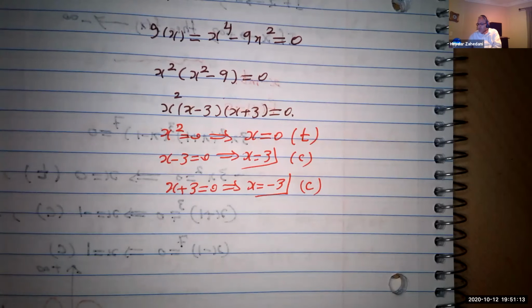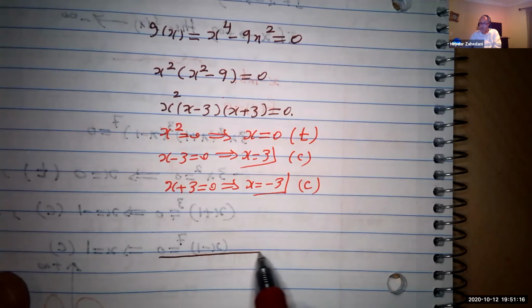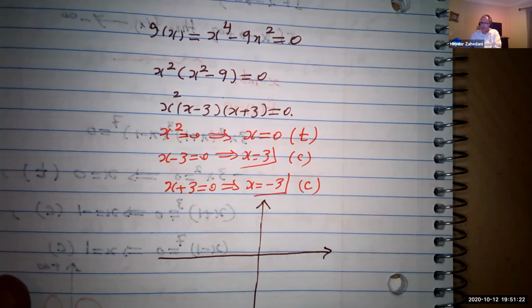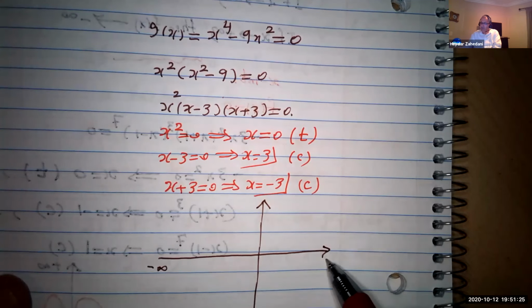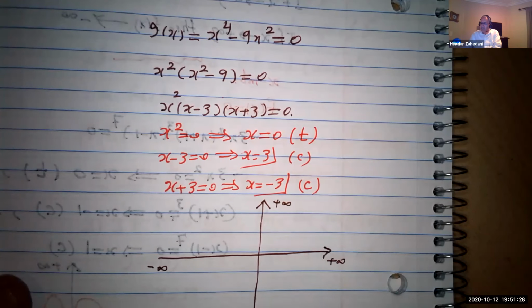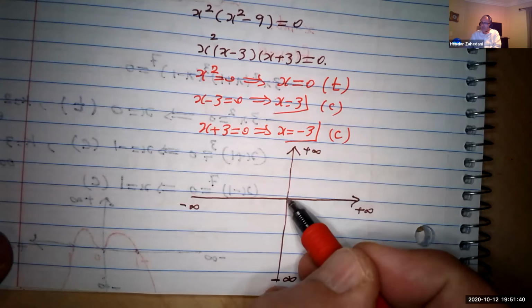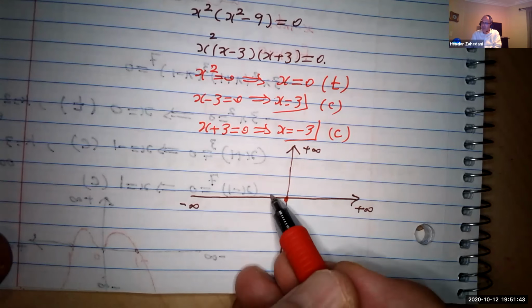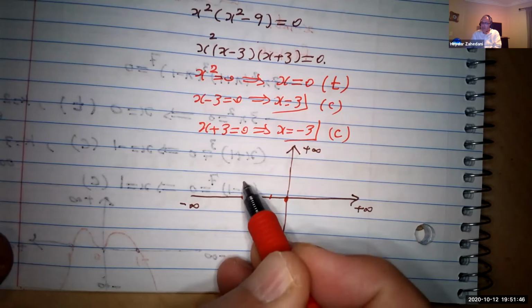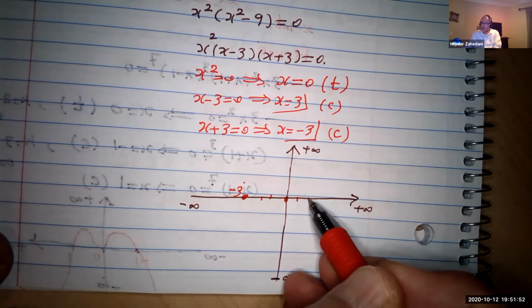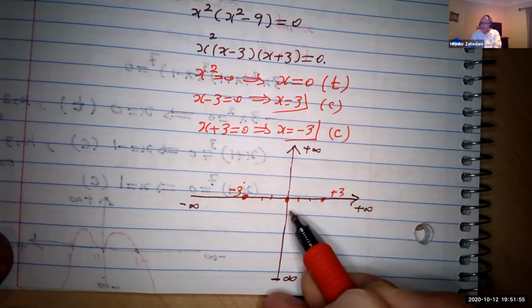Okay, now we are ready to graph it. To graph this one, we have negative infinity on the left and positive infinity on the right, with both ends going up. Identify your intercepts: you have 0, positive 3, and negative 3. One, two, three, that is your negative 3. And one, two, three, your positive 3. And this is your 0.